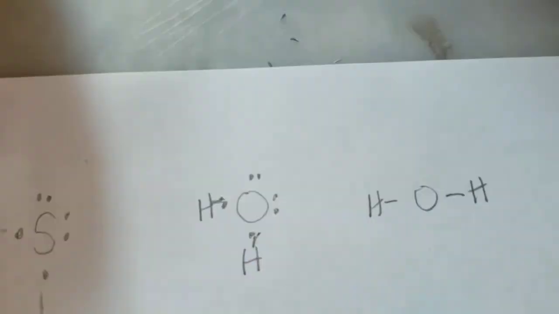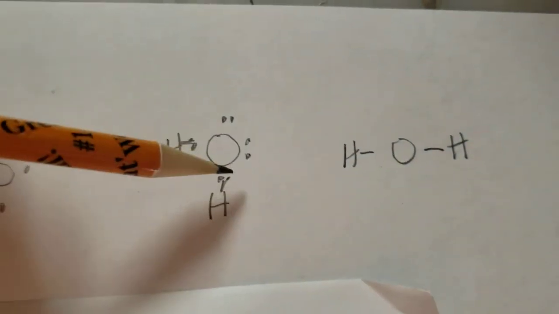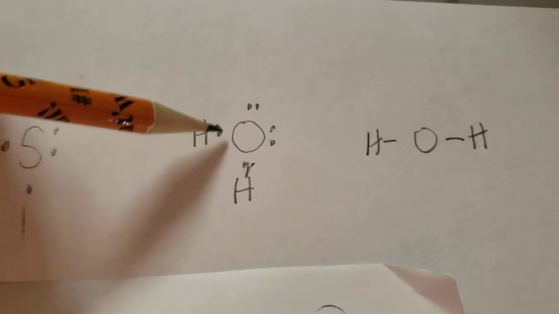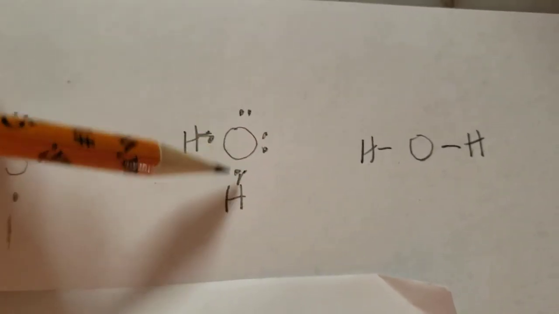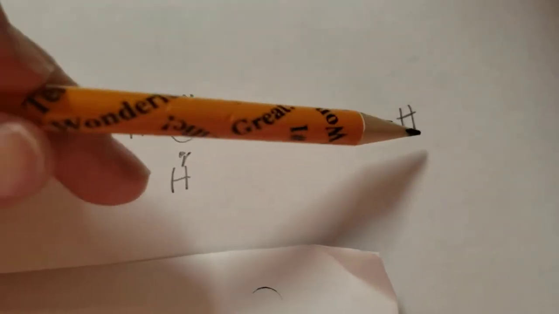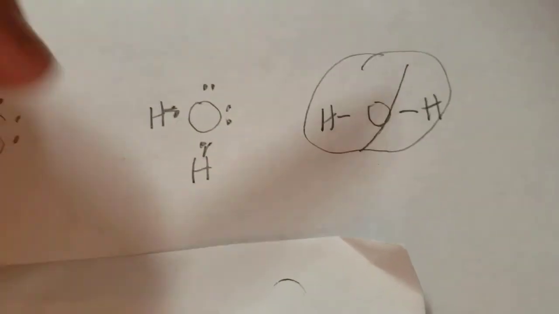And that's why water has that bent shape as opposed to being straight out like that. And it's because of the way these valence electrons are distributed, we know that water has a bent shape instead of straight out.